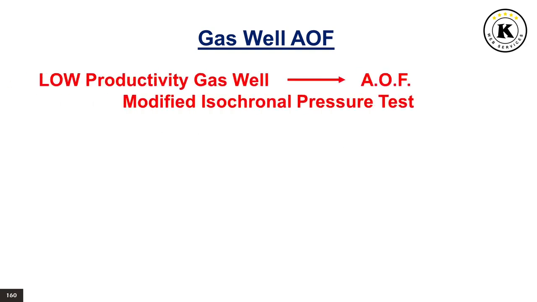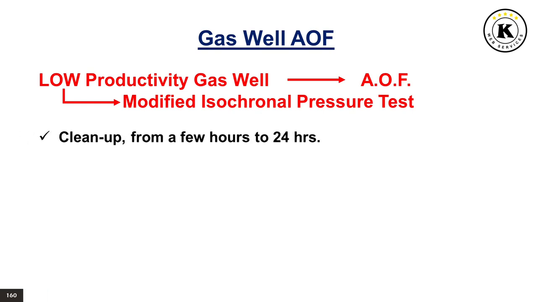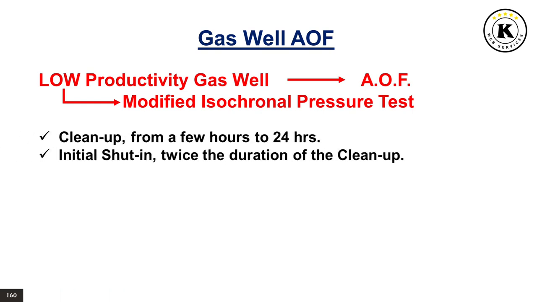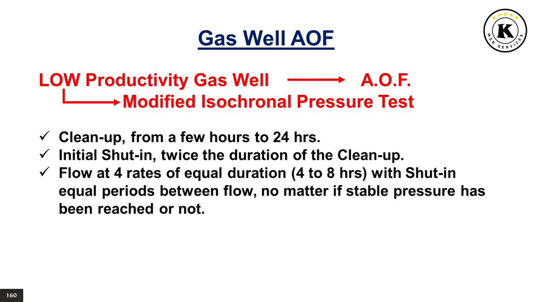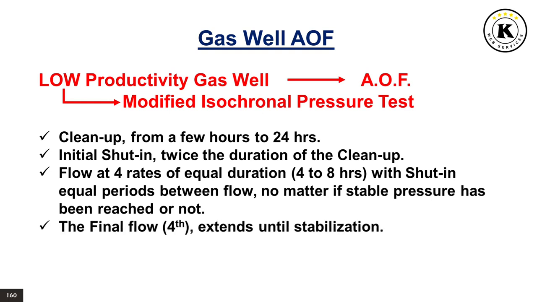For a low productivity gas well, we also perform modified isochronal pressure test. A cleanup, from few hours up to 24 hours. An initial shut-in period, twice the duration of the cleanup period. A main flow period at 4 different rates of equal durations, from 4 to 8 hours, with shut-in equal periods between flow, no matter if stable pressure has been reached or not. The final, 4th flow period, extends until stabilization. A final shut-in period, from 34 to 72 hours.